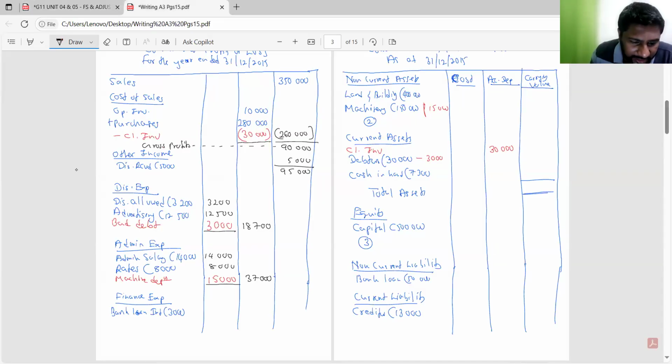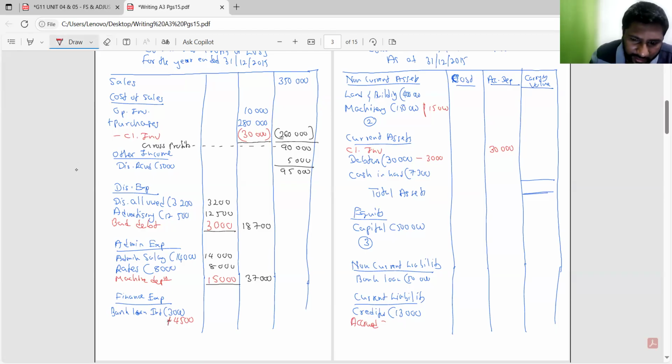So here increase this by 4,500, one place, two places. Increase the expense by 4,500. Not yet paid, it's a current liability. Accrued loan interest 4,500.